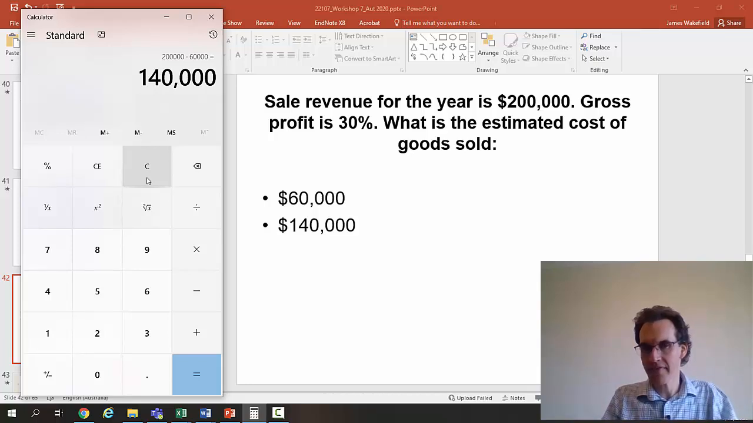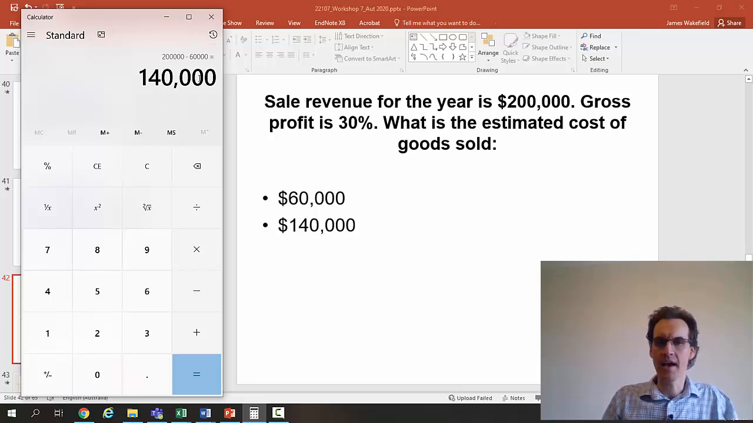Now, if you're not sure about the logic associated with this calculation and you want to look at this in more detail, go back and have a look at the income statements. Remember, at the top of the income statement, we have sales revenue minus our cost of goods sold equals our gross profit for the period. So we're simply calculating what our gross profit is here in this case, which is 60, and we're subtracting it from our sales revenue to determine what the figure in the middle is, which is our estimated cost of goods sold, which is $140,000.